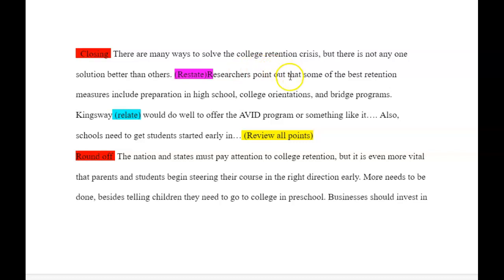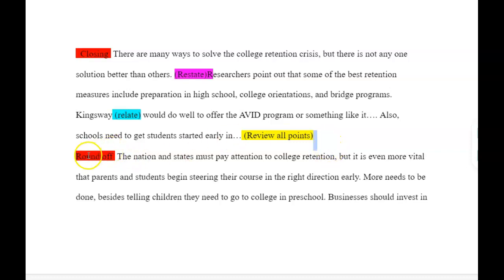So I'm going to restate all my thesis statement points in a different way. Researchers point out that some of the best retention measures include preparation in high school, college orientations, and bridge programs. That was my thesis statement restated. Kingsway would do well to offer the AVID program or something like it. So I'm going to relate, and I'm going to also here review all my points from my paper. This is an unfinished closing, so I still need to do all of that.